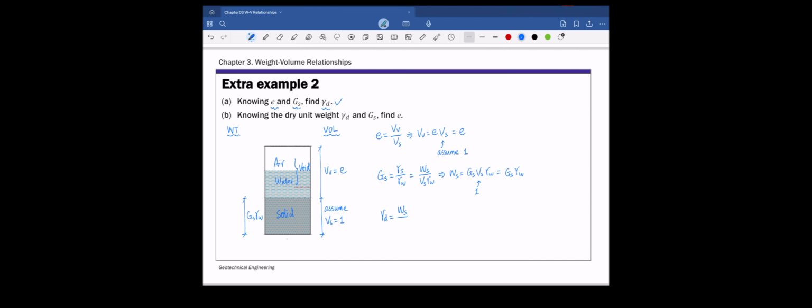So your dry unit weight is weight of solids over total volume. And from your completed phase diagram, you have the weight of solids and the total volume expressed in terms of the given void ratio e and the specific gravity Gs. So that's basically the final expression you're looking for, the dry unit weight. Next, we're going to look at part B of this example, where void ratio is the unknown.